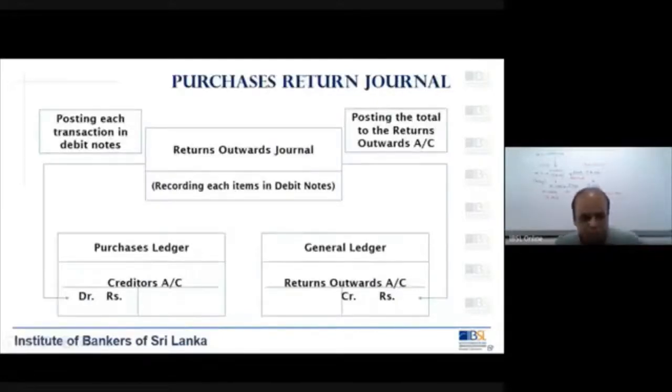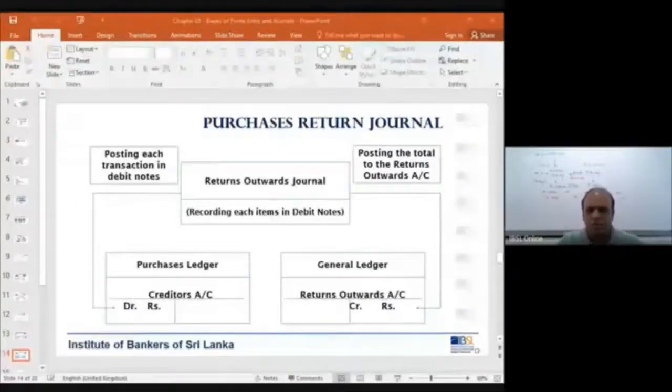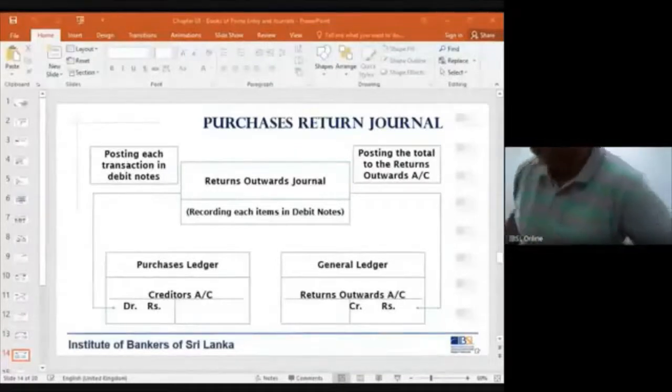So before moving into the cash book, let me summarize what we did.